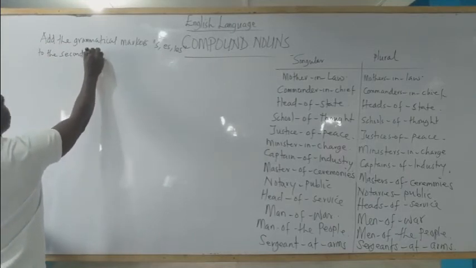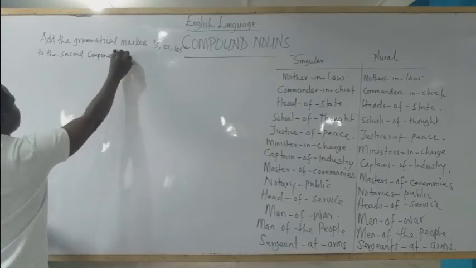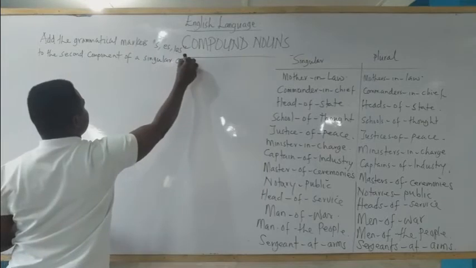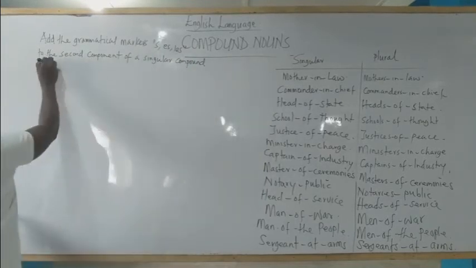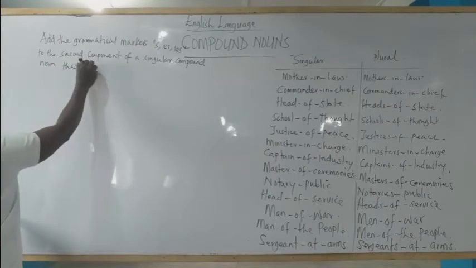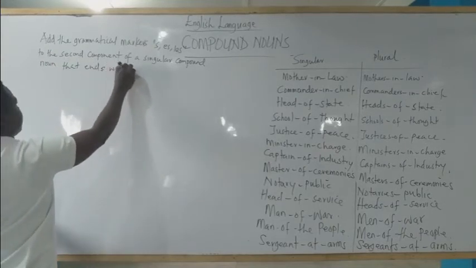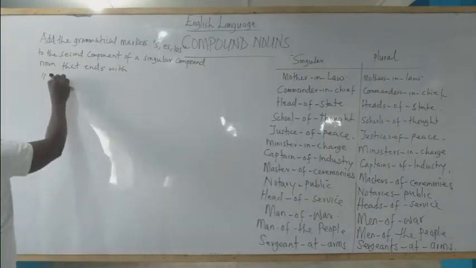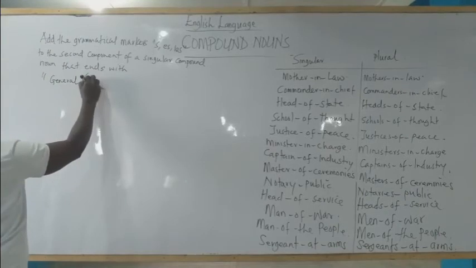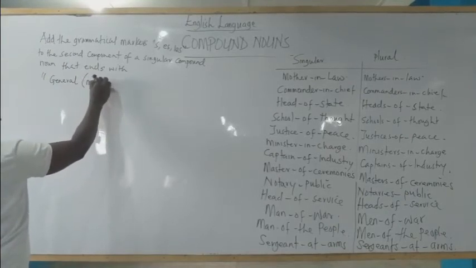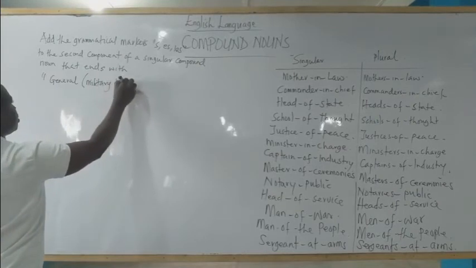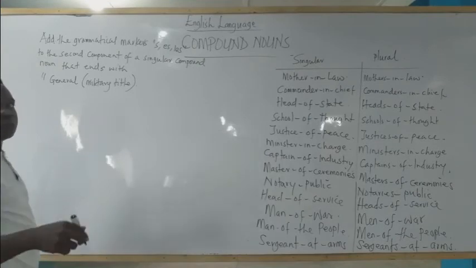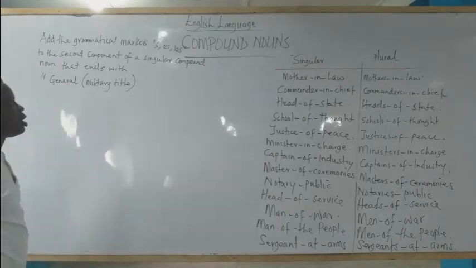The second component of a singular compound noun that ends with, look at this, general (military title). Once a word ends with general, and that general shows a military title, it is that second side of the word that will take the grammatical marker.